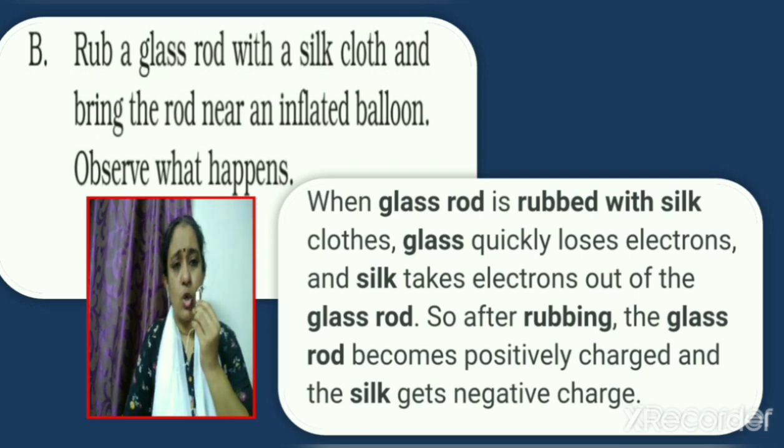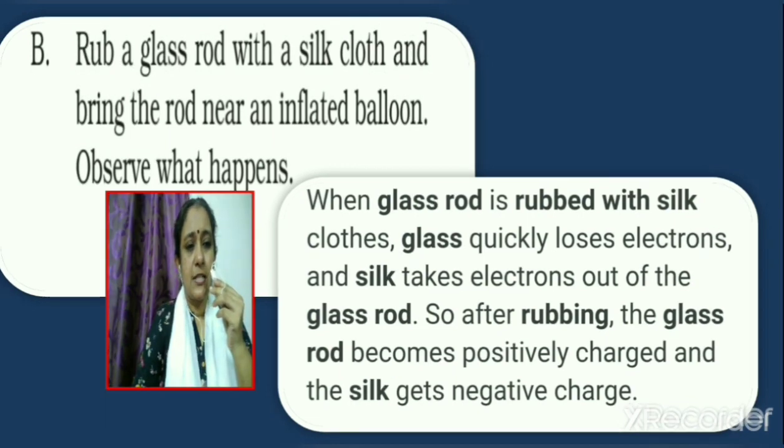Rub a glass rod with a silk cloth and bring the rod near an inflated balloon. Observe what happens. So we shall first see what will happen when a glass rod is rubbed with a silk cloth. When a glass rod is rubbed with silk cloth, glass quickly loses electrons and silk takes electrons out of the glass rod. So after rubbing, the glass rod becomes positively charged and the silk gets negative charge.